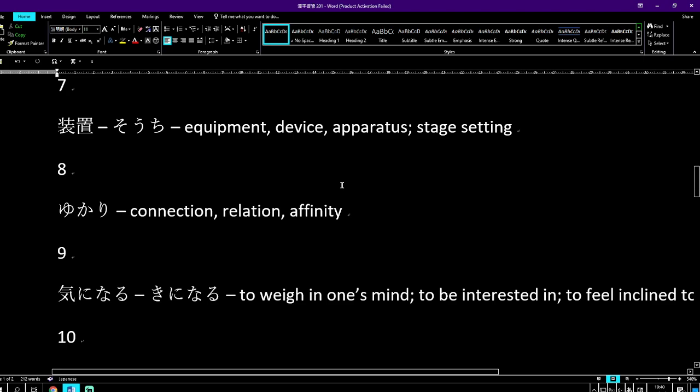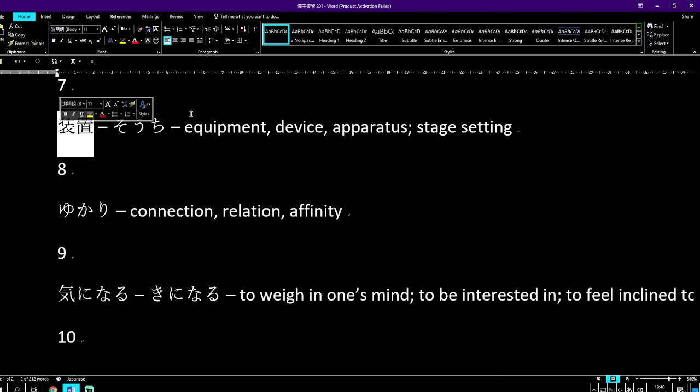Number 7 is sochi. Sochi is equipment, a device, or an apparatus. On the left side, we have so, which is attire or dress. And on the right side, we have chi, which is a placement of something. I'm going to call this a device or apparatus, or a stage setting is a placed beforehand apparatus or attire. A device or apparatus is a sochi. Sochi desu.